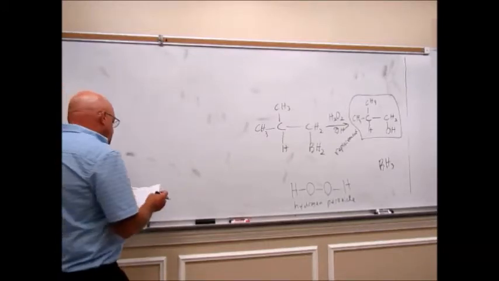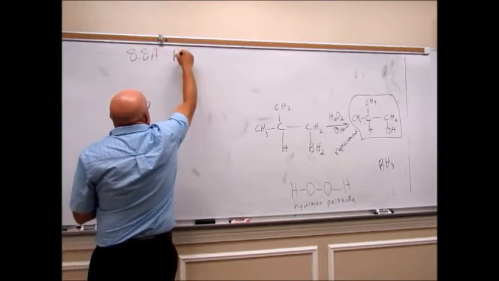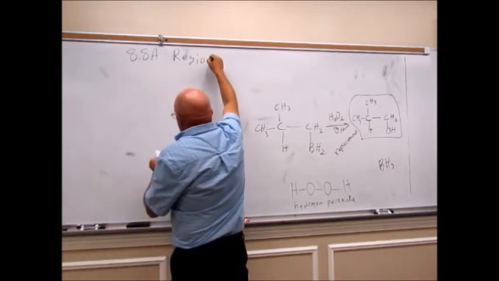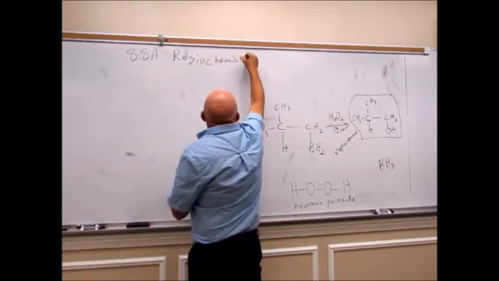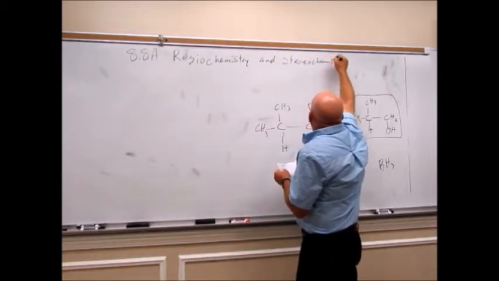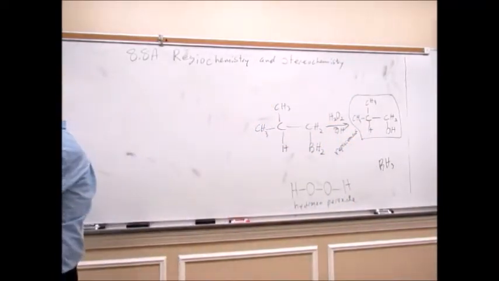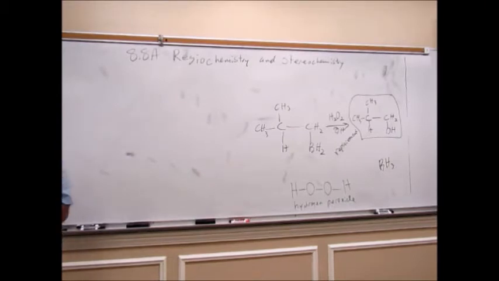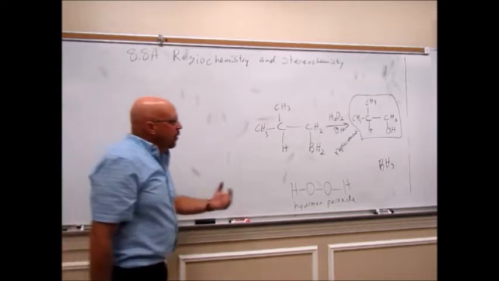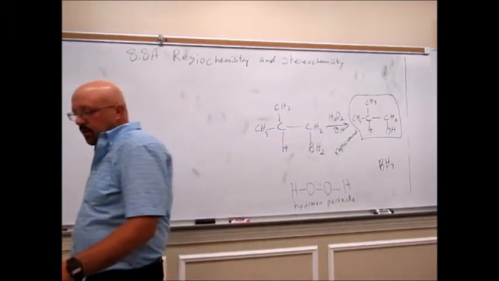Okay, let's look at our regiochemistry and stereochemistry. Regiochemistry again is which region of the molecule things are going. So our regiochemistry we've already talked about. The regiochemistry is we get anti-Markovnikov addition. Regio is which carbon gets the hydrogen and which one gets the OH. That's your regiochemistry.